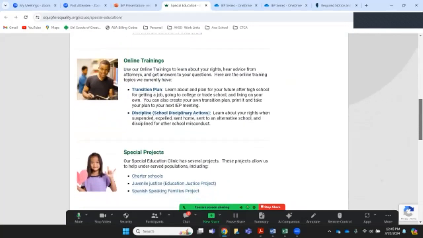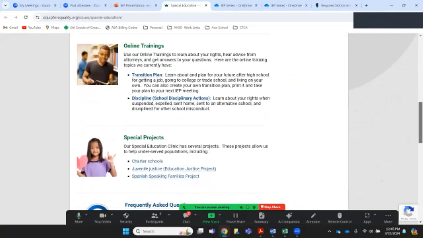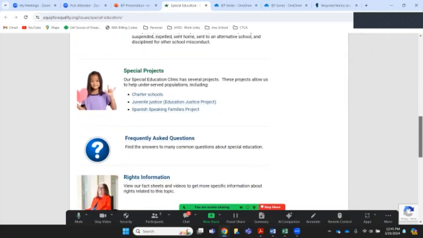They also have online trainings. Again, discipline is quite a hot topic for special education services because you have to really piece out when is it a behavior concern and when is it something that the child has full control over, and there needs to be disciplinary action taken. Transition plans, your future after high school. What does that look like? What does transition plan even mean?